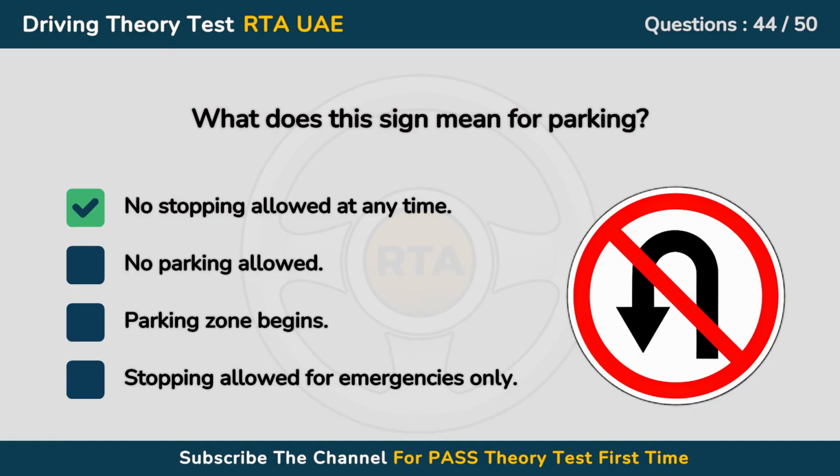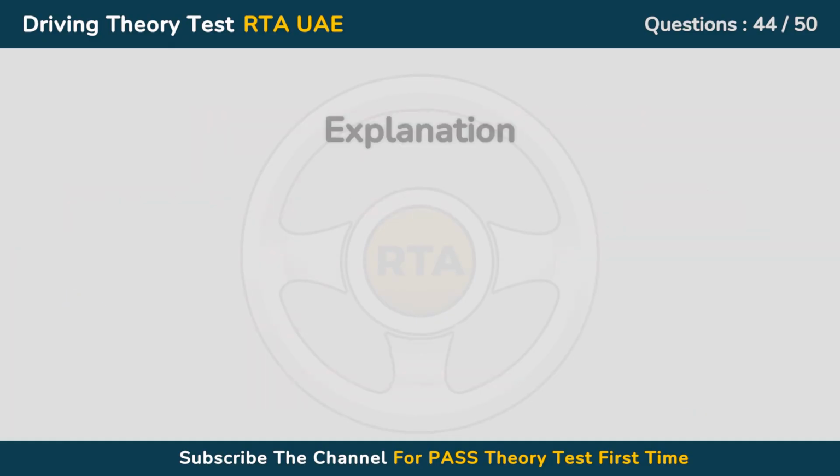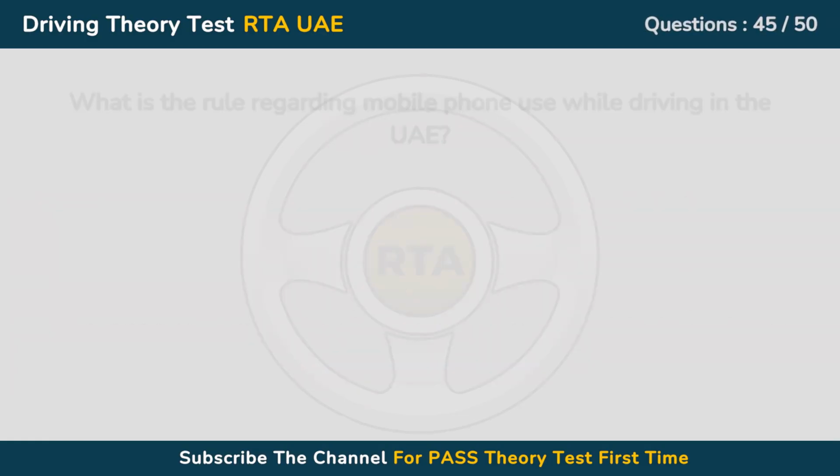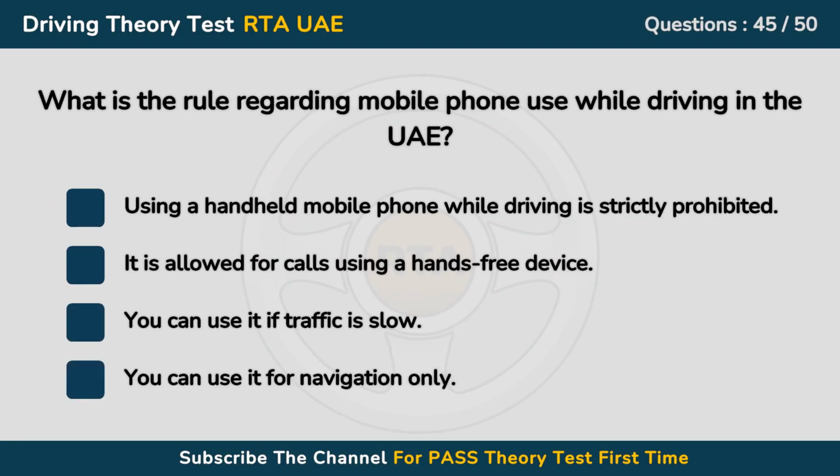Answer is A. No stopping allowed at any time. This prohibitory sign means no stopping. Drivers are forbidden from stopping their vehicles for any reason, even temporarily, to pick up or drop off passengers in the area where this sign is displayed. This is stricter than no parking. Question 45. What is the rule regarding mobile phone use while driving?